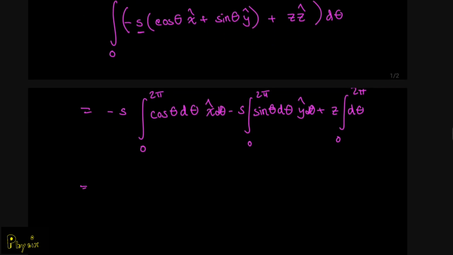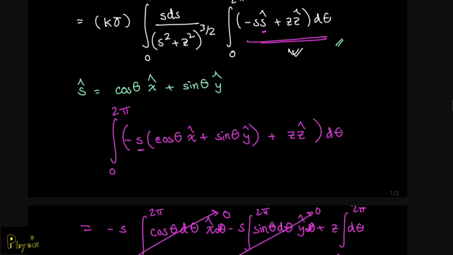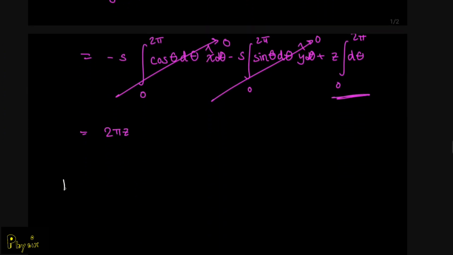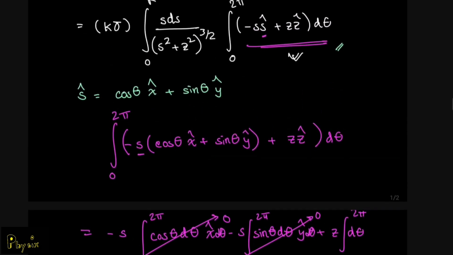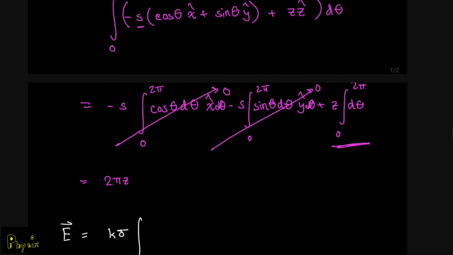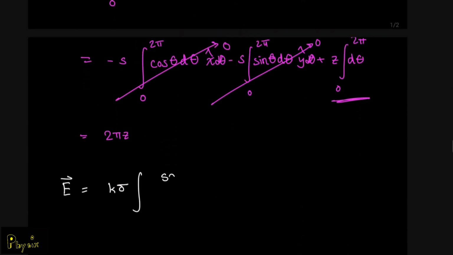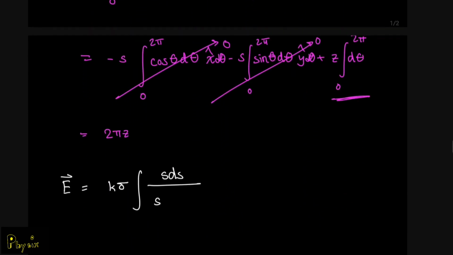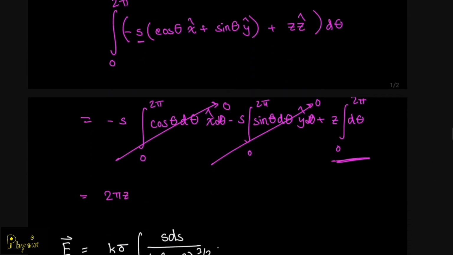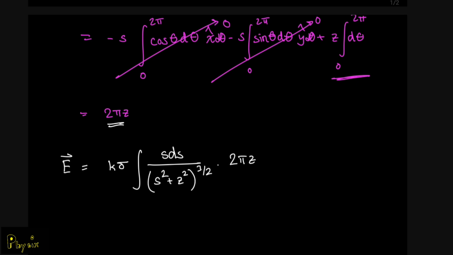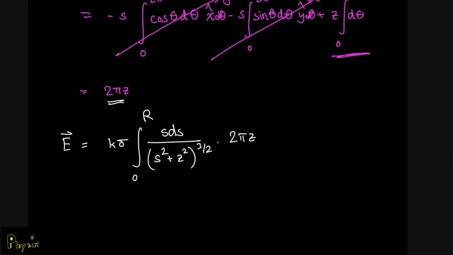Now you can work this out on your own, but these two expressions basically go to 0, and you finally have only this left, which stands for 2 pi z. This is the value for this second integral. So you finally have that the total electric field is the integral multiplied by k sigma times s ds all over s squared plus z squared to the power of 3/2, times 2 pi z, with bounds from 0 to r.